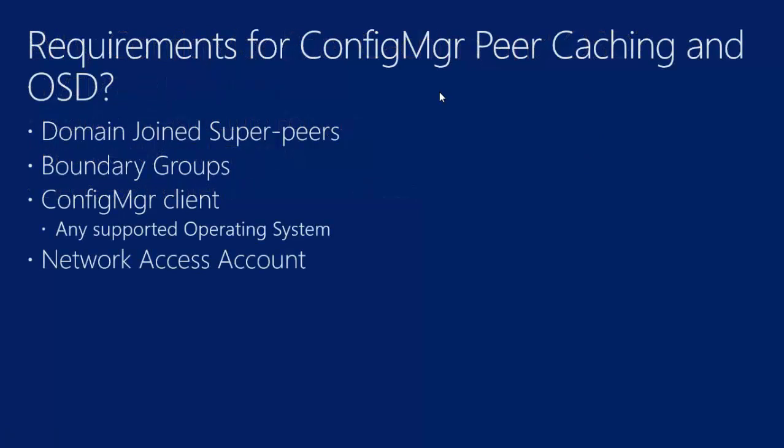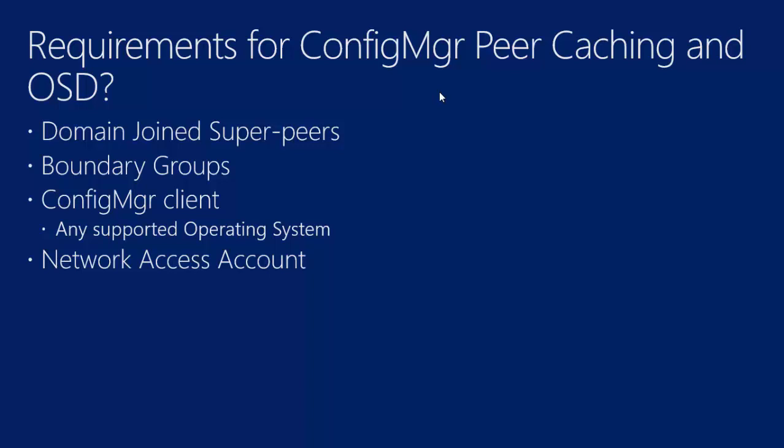So what are the requirements for ConfigMgr peer caching and OSD? Well, some of these, the first three, are requirements of peer caching in general. First is that your super peers must be domain joined systems. Super peers is a label that you will see in the logs referring to systems that are hosting content being shared to others. Another way that I sometimes refer to these systems is a content source peer. So either way, if I say either one, I'm referring to the same type of system.